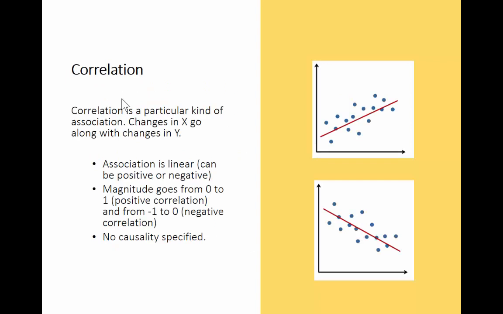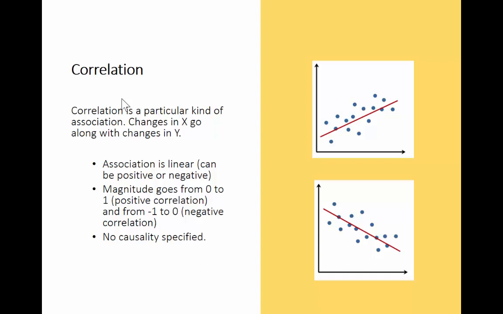We're going to get to that later on in this course, towards the end, about how to calculate these kinds of things. But correlation is essentially a particular kind of association, where changes in X go along with changes in Y. And the correlation assumes a linear relationship. So now you see some data points. We have some observations, there's some information on the x-axis and some information on the y-axis, and the correlation measures the degree to which there is a line going through that, and what the slope of this line is.